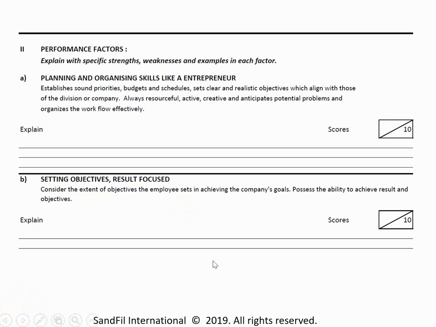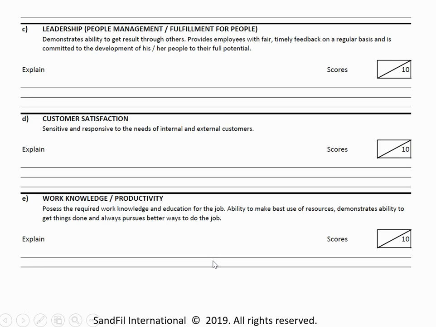Let's look at the next page. So next page, you have leadership, customer satisfaction, work knowledge and productivity. Same thing here. How are you going to justify the score here? What's the difference between score 5 and score 6? Are you able to explain clearly why you are giving 5 but not 6?